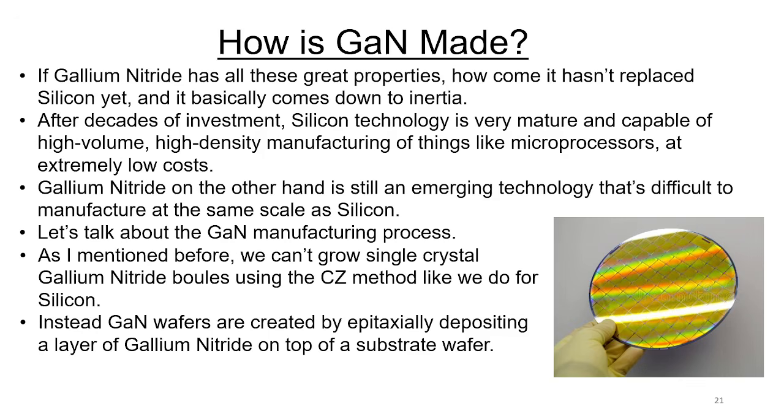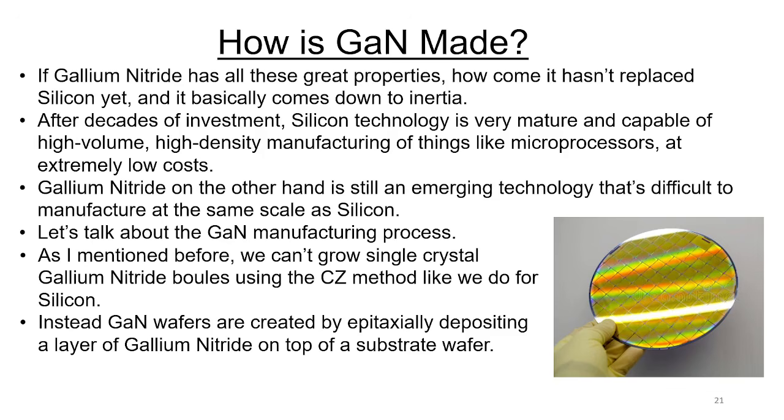If gallium nitride has all these great properties, how come it hasn't replaced silicon yet? And it basically comes down to inertia. After decades of investment, silicon technology is a very mature and capable high volume, high density manufacturing process, and it's great for things like microprocessors, and it can do it at extremely low cost. Gallium nitride, on the other hand, is still an emerging technology that's difficult to manufacture at the same scale as silicon. So let's talk about that manufacturing process.